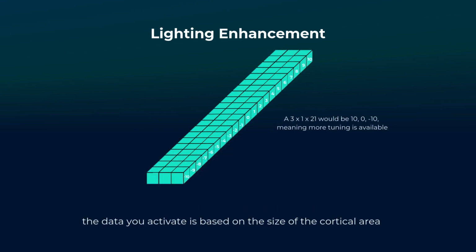For finer tuning, you can extend the z-axis. In this example, the 21 neuron block length automatically adjusts to -10 to +10. The data you activate is based on the size of the cortical area.